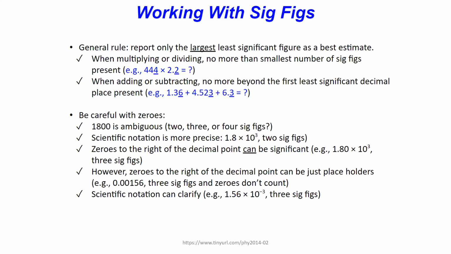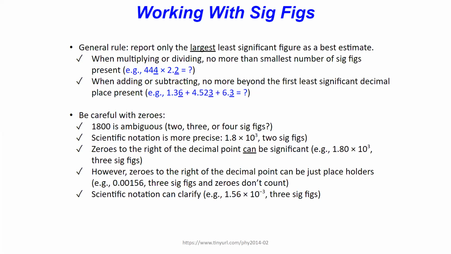So then you are doing 444 times 2.2. That will give you 976.8, but you just need to keep 2 sig figs. So you are writing 980, or better, you are writing 9.8 times 10 to the second. So when you are doing multiplication or division, you keep the smallest number of sig figs involved.